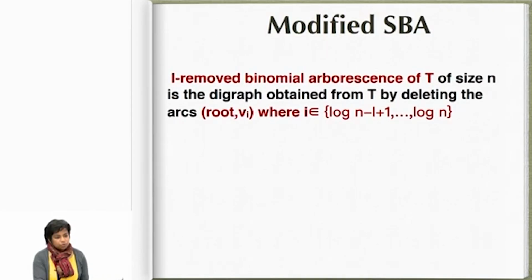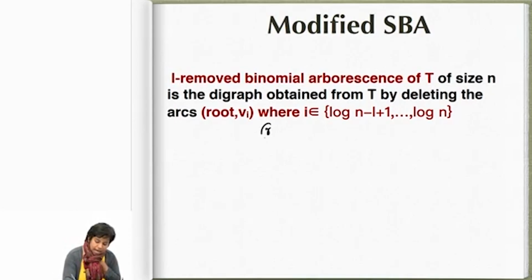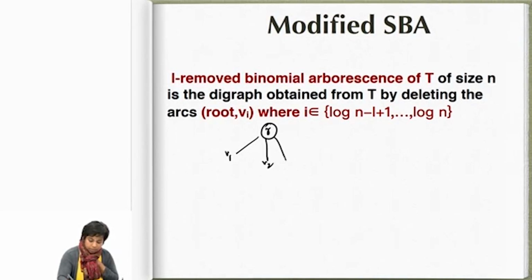So now, to get to my algorithm, I am going to define one other form, I think this is the last definition. So you are given an SBA of size n. We define an L removed binomial arborescence. So I'll draw here. You have, say, a vertex R, and you have all of its children, V1, V2, and all the way to log n, right?